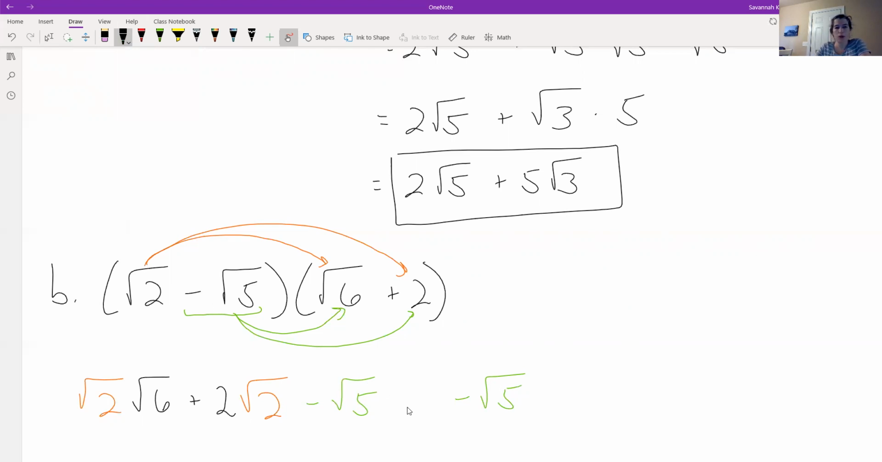I'm almost done here. We're on my last few problems. Negative square root of 5 times the square root of 6 minus the square root of 5 times 2. And again, this gets weird.